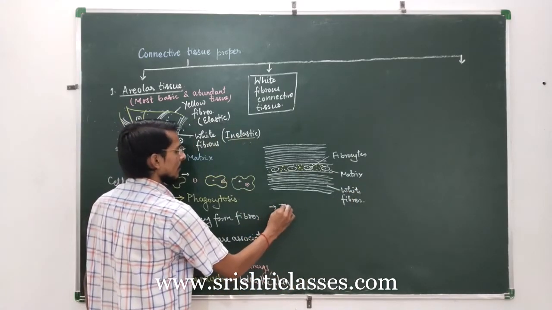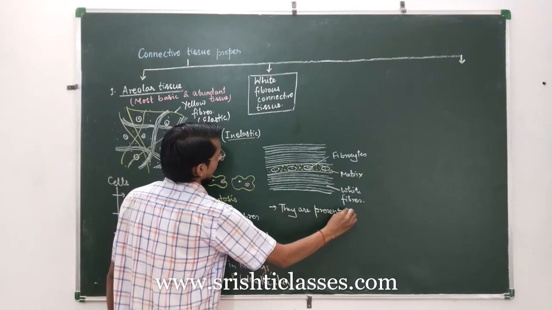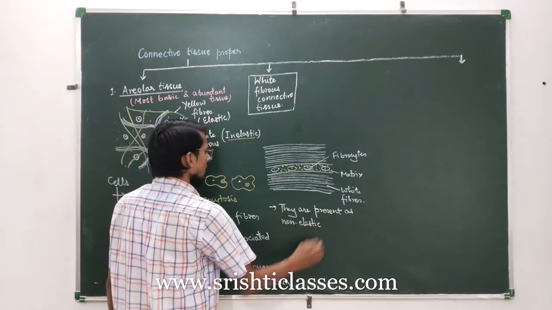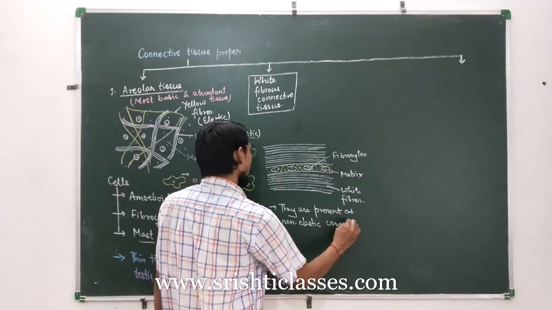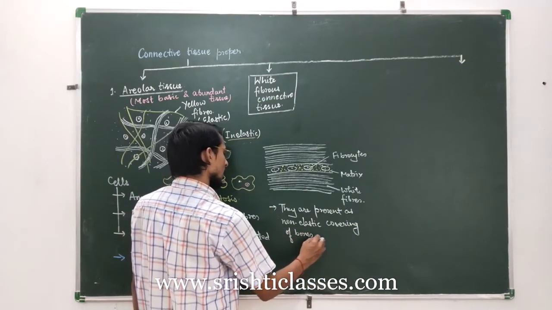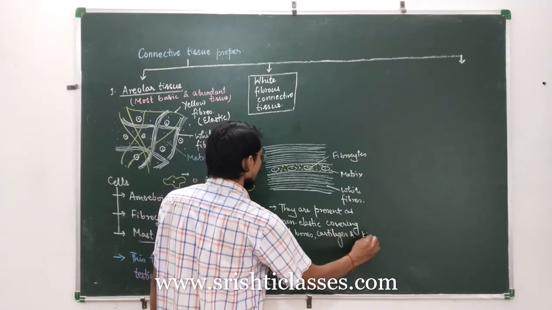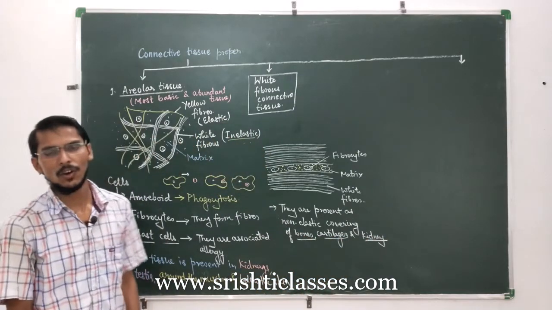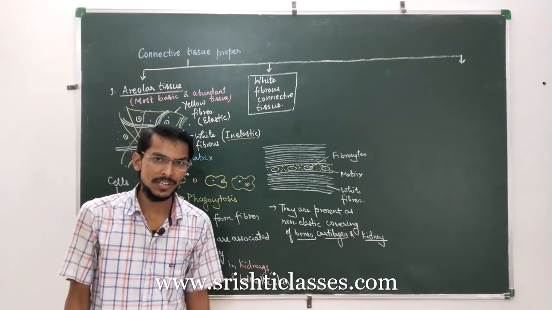So they are present as non-elastic, you can also write inelastic, non-elastic covering of bones, cartilages and kidney. So they are present as non-elastic covering over bones, cartilages and kidneys. Okay.